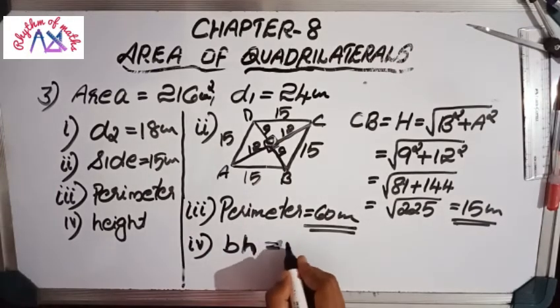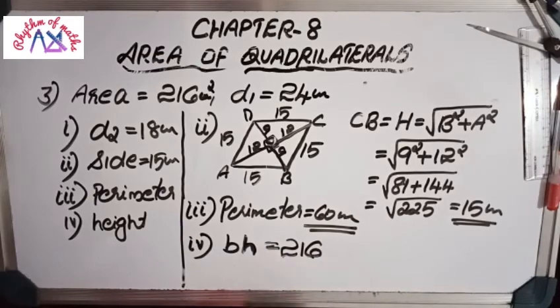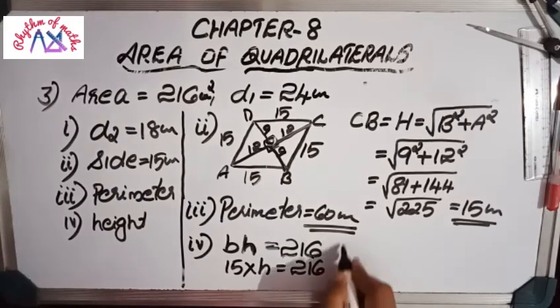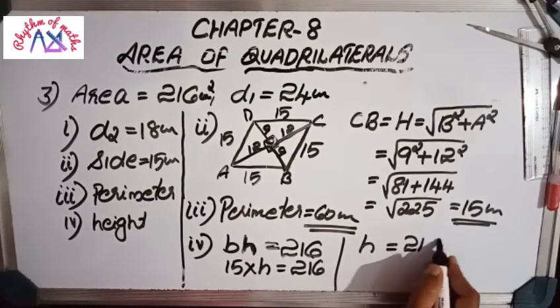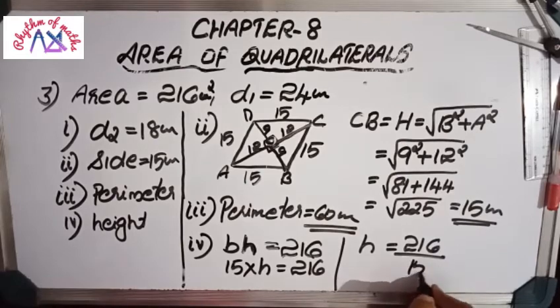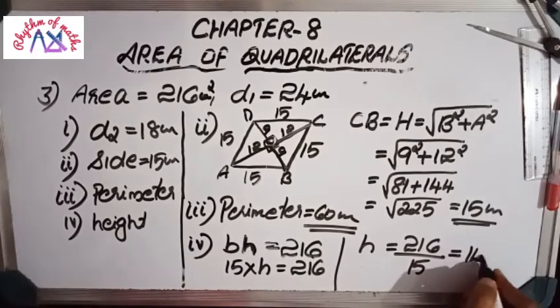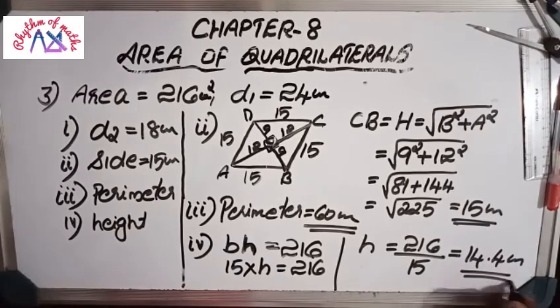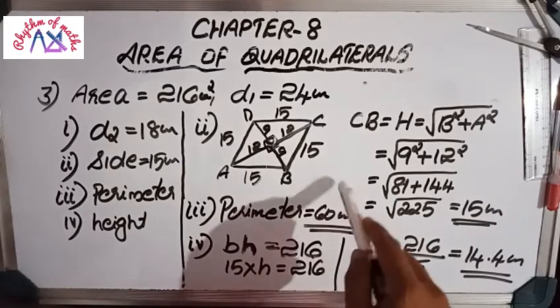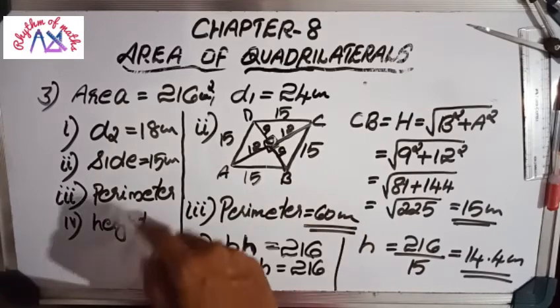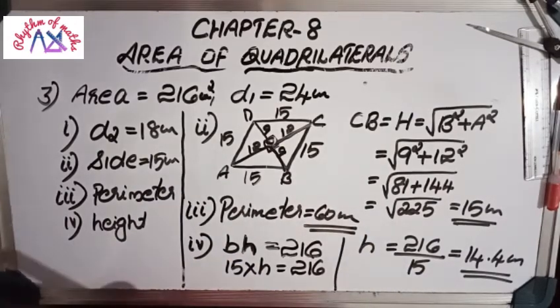So here base into height equation is 260. Here base we already know, that is 15. So 15 into H equal to 260. Now to find H, keep H here, take this 15 to this side, that is 260 divided by 15. When you divide this, you will get the answer as 14.4 centimeter. That means height of this rhombus is 14.4 centimeter. So this is the answer to this question. Watch the video once more, then only this question will be clear. Now let's move on to the next question.